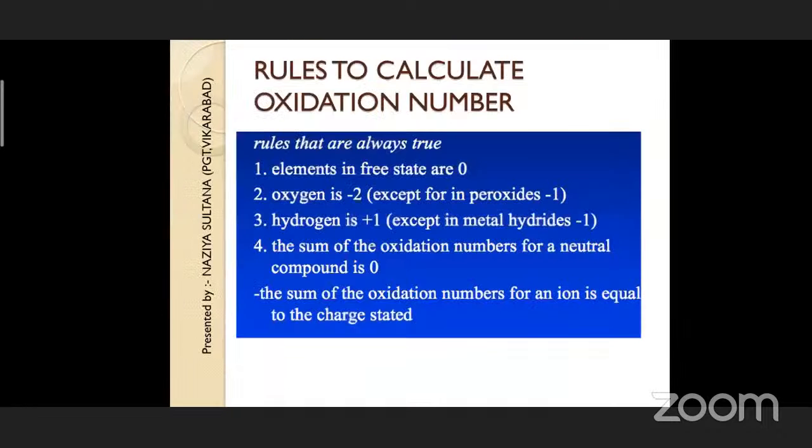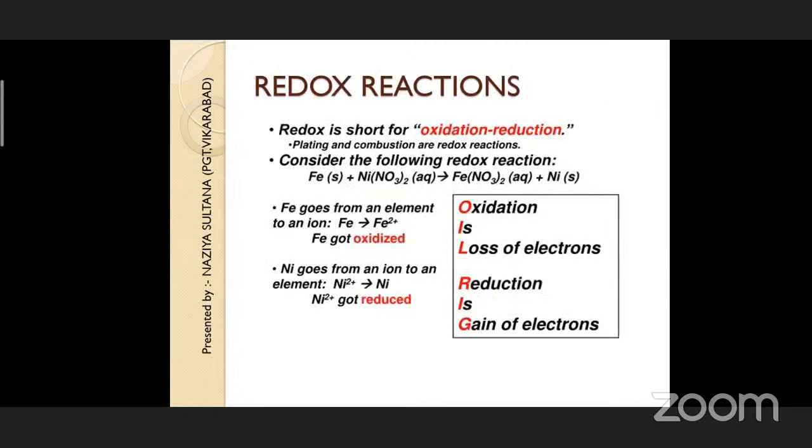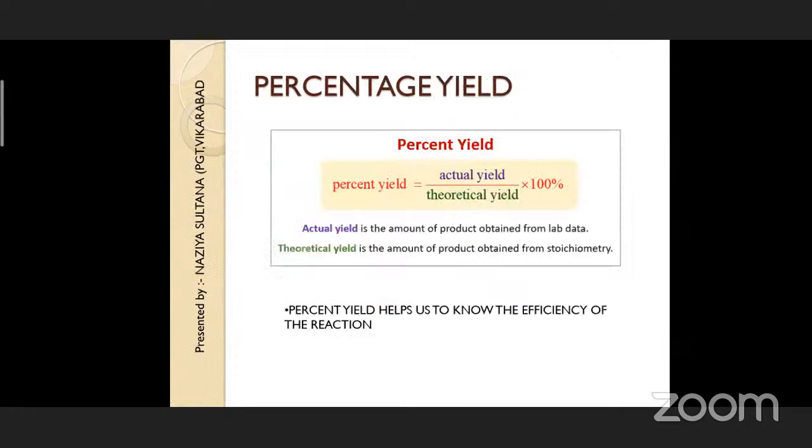Okay. So these ions as well as some molecules I gave you and asked you to find out the oxidation numbers. Yeah, these are the rules to calculate the oxidation. Okay, differences between oxidation and reduction can also be asked for 2 marks. So everything is important from this chapter. And we have also seen what is oxidation and reduction.